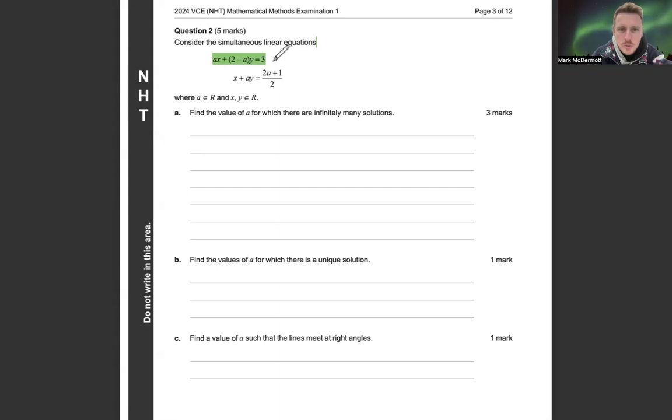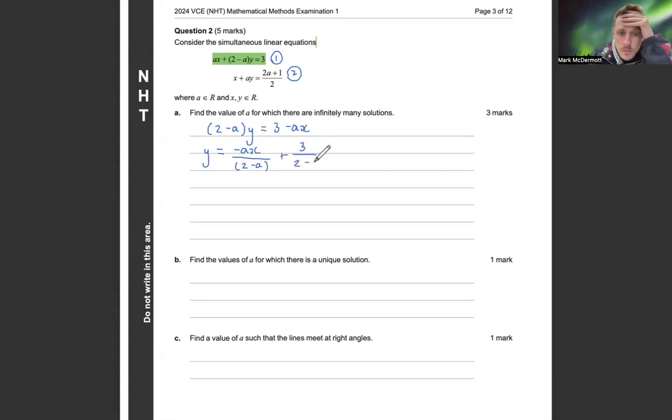So call this equation 1, and this can be 2. So if we do number 1 first, let's rearrange for y. So we're going to get 2 minus a y equals 3 minus ax. Okay, divide everything by 2 minus a. So y equals, all right, I'm going to put the a first. So it's going to be minus ax on 2 minus a plus 3 on 2 minus a, dividing everything by 2 minus a.